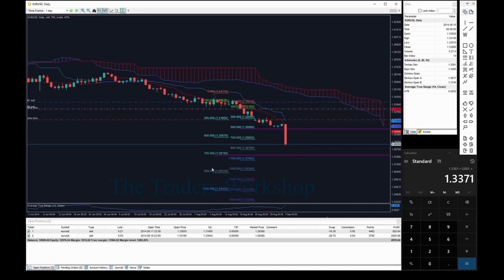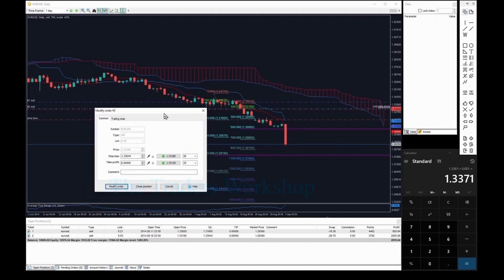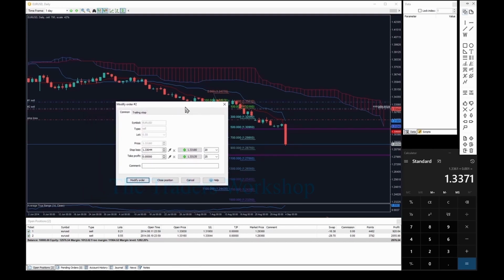We can simply do that by choosing ticket number 2 at the trading panel below, and right-clicking the Modify Order. This is the price for level 500. The new stop-loss price directly at level 500 at 1.30960. Then Modify Order.